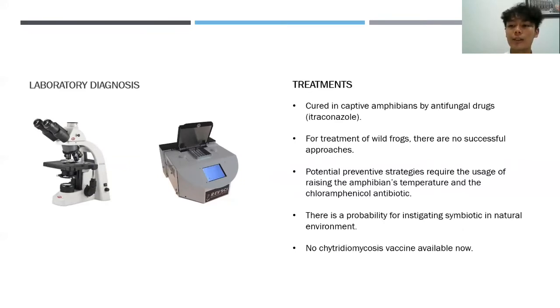An exciting research area for the development of chytridomycosis treatment seems to be the possibility of introducing symbiotic bacteria which prevent BD development in the natural environment of amphibian communities. Up to this point, no chytridomycosis vaccine has been successful in managing the illness in wild communities.